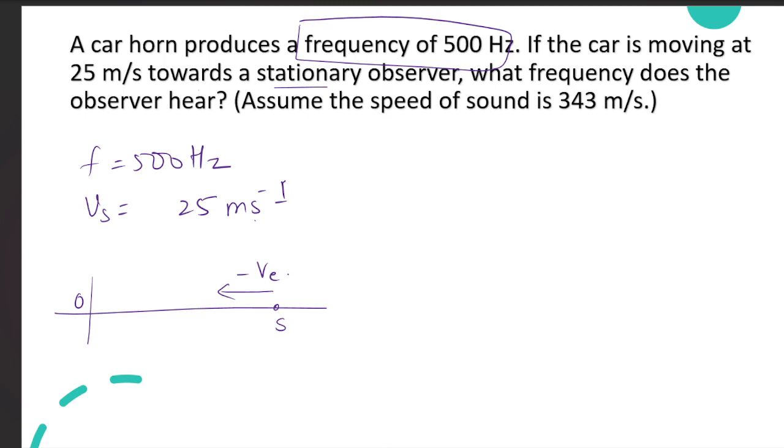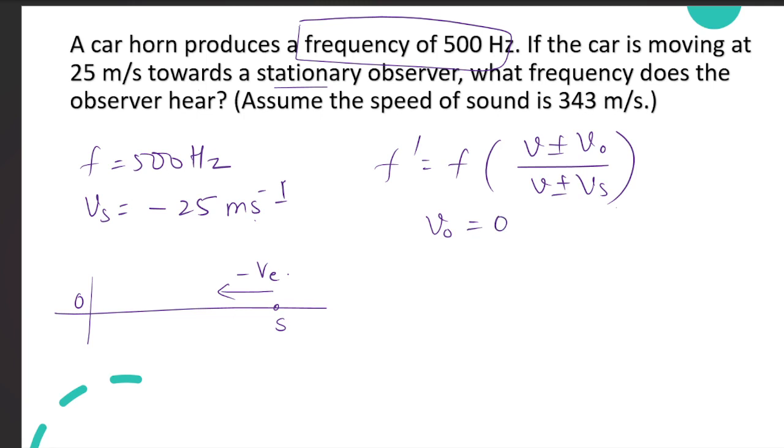And here now I'm putting a minus sign. Let's write the formula of Doppler effect, f dash is equal to f v plus minus v naught divided by v plus minus vs. Now as observer is stationary, we can substitute v naught is equal to 0 in this formula. So this formula will modify to f dash is equal to f v divided by v minus vs, because the source is moving towards the observer, so velocity will be negative.